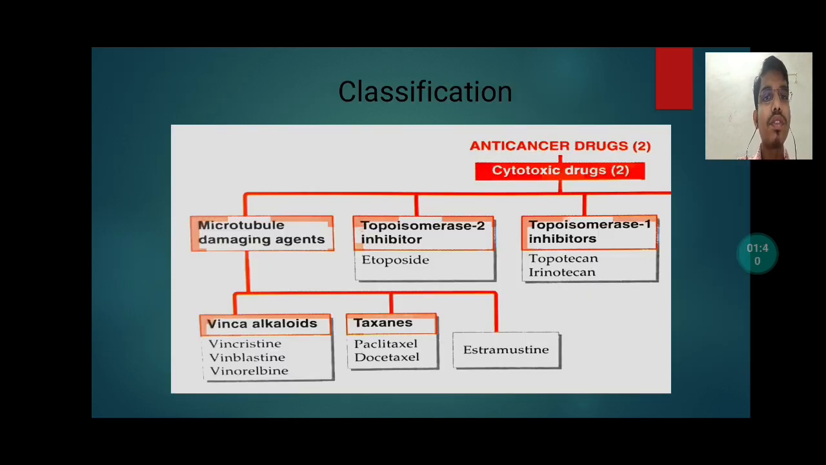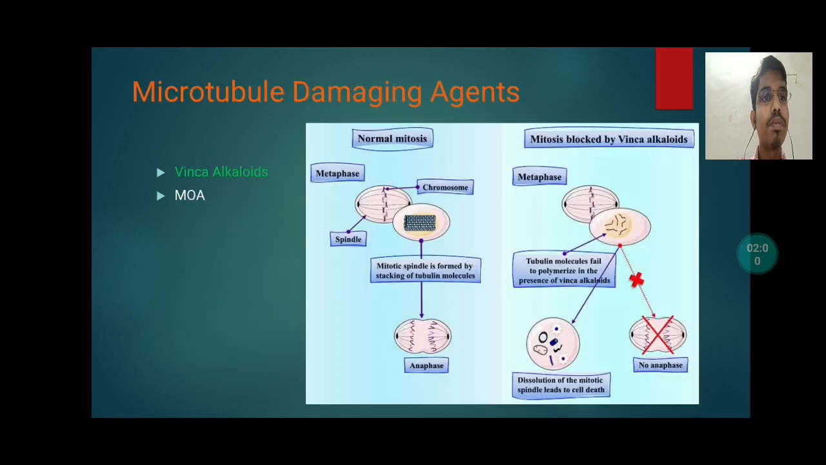The classification of drugs: microtubule damaging agents are further divided into three categories, which are the vinca alkaloids, taxanes, and estramustine. The vinca alkaloids consist of vincristine, vinblastine, and vinorelbine, while the taxanes consist of paclitaxel and docetaxel. Okay, so let's move further one by one.